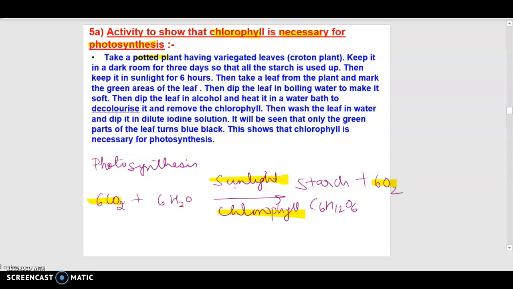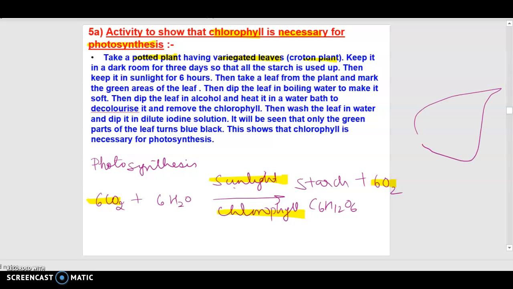We need to take a potted plant which has variegated leaves, like a croton plant. If we are taking a normal plant having normal leaves, then we can cover part of the leaf. Suppose this is a leaf, we can cover its part with a black strip. If we are not using a croton plant, otherwise we can have a croton plant with the variegated leaves. Then keep this plant in a dark room for 3 days.